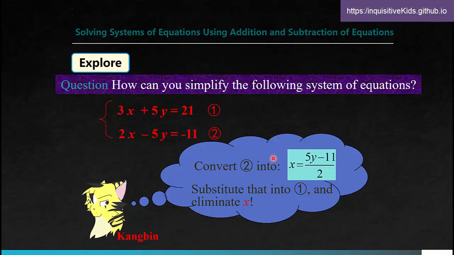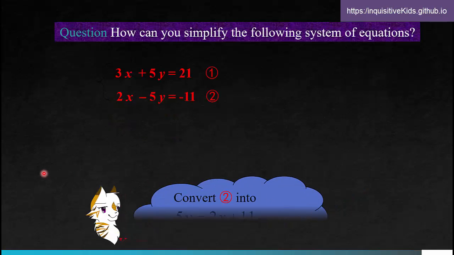Solving systems of equations using the addition and subtraction of equations. Explore. How can you simplify the following system of equations? Here we see two equations, equation 1 and equation 2, and we have two variables, x and y. This is the common solution. We can first convert equation number 2 into x = (5y - 11)/2. Substitute that into equation number 1, and then we can eliminate x. So this is using the substitution method from last time.